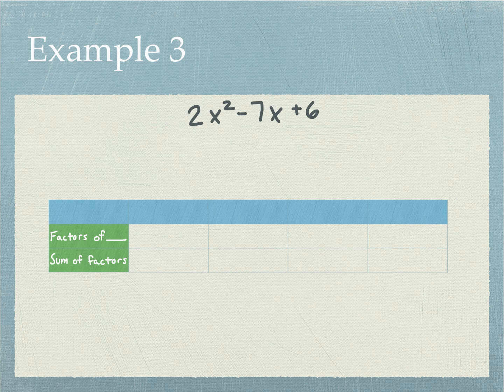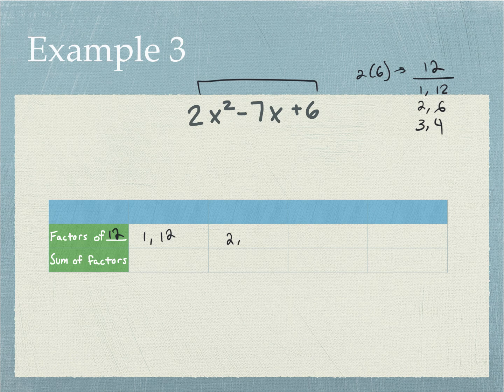Since you cannot simplify this equation, you cannot take out a greatest common factor. So you're going to use 2 times 6. Your factors are going to be the factors of 12. You have 1 and 12, 2 and 6, 3 and 4. We're looking for factors of 12 that add up to negative 7. So the factors are going to be 1 and 12, 2 and 6, 3 and 4.